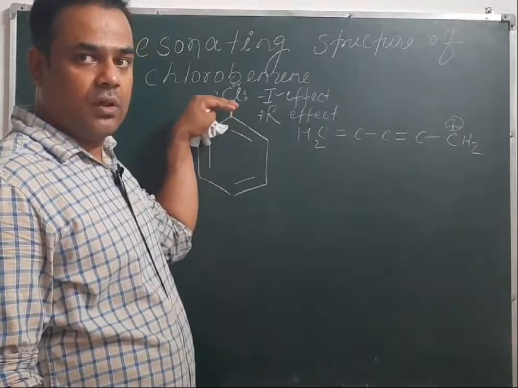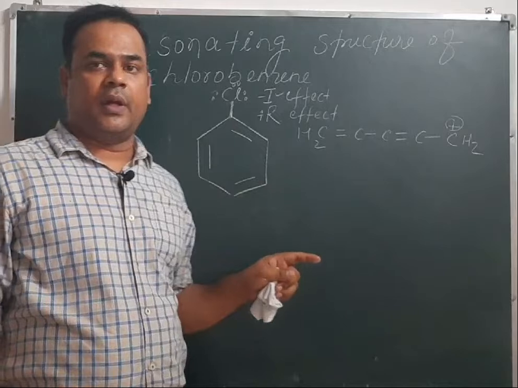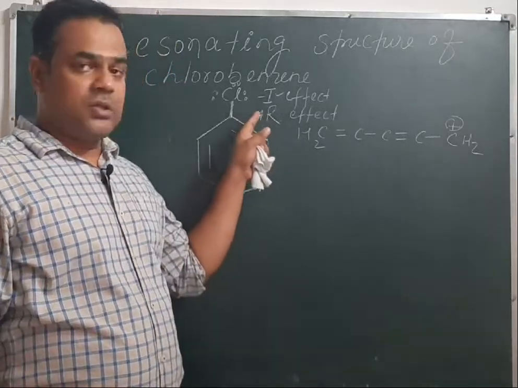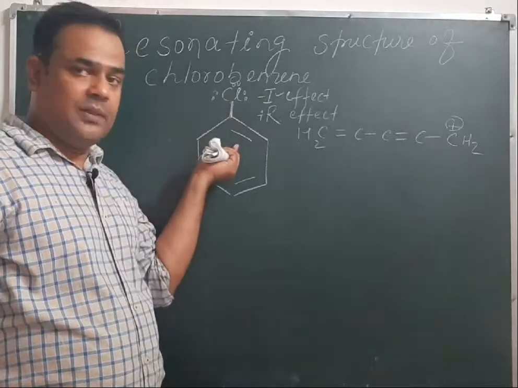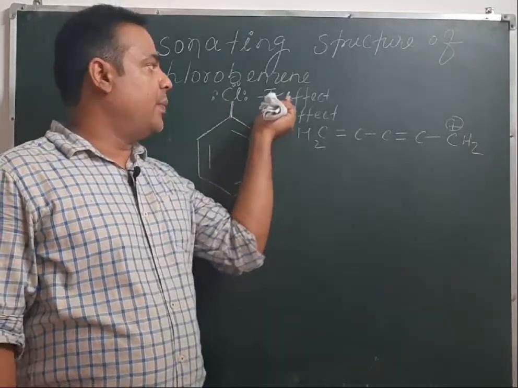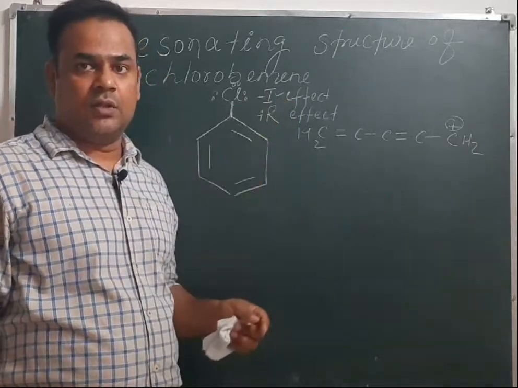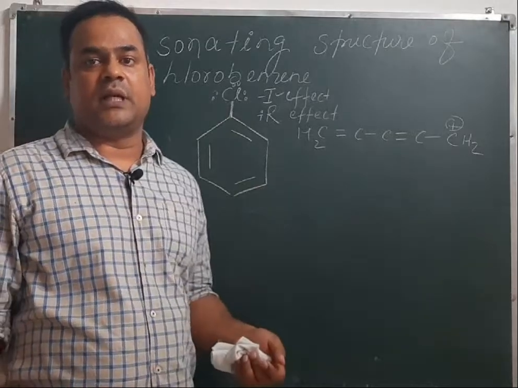there is only shifting of sigma electron, but in resonance effect there is complete movement of this electron pair. Because of that, due to complete shifting of electron pair towards the benzene ring, the +R effect is more compared to -I effect. So overall effect shown by chlorine atom here is +R effect.